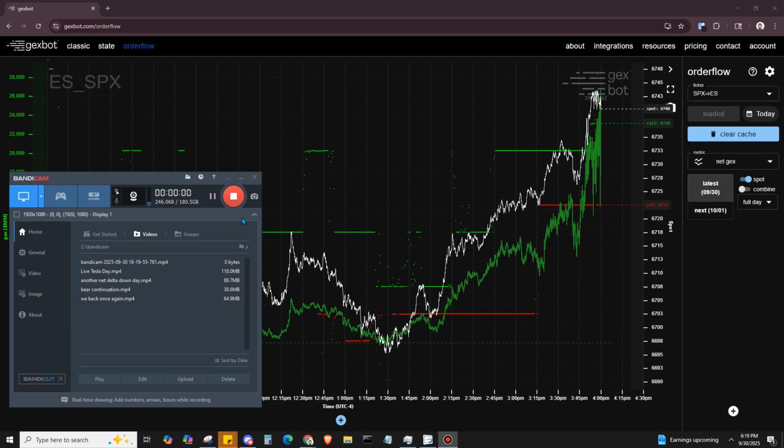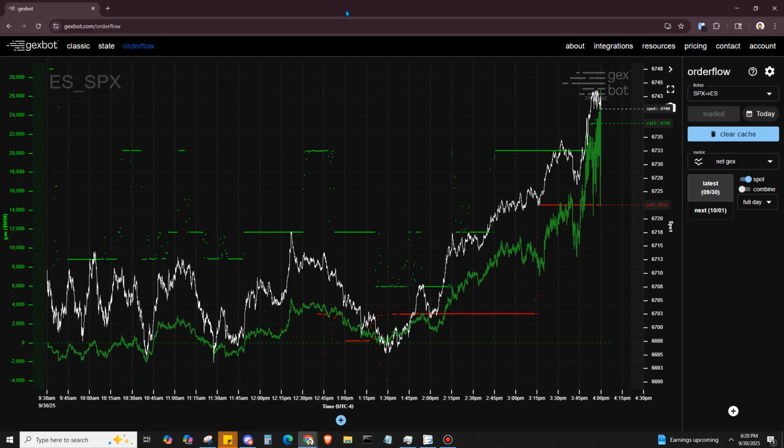We're back once again. We are going to go over this real quick, checking out the gamma profile here. And this is the NetGex with GexBot. If you haven't heard any of that before, it is a live gamma flow tracking system. It's a different type of indicator.